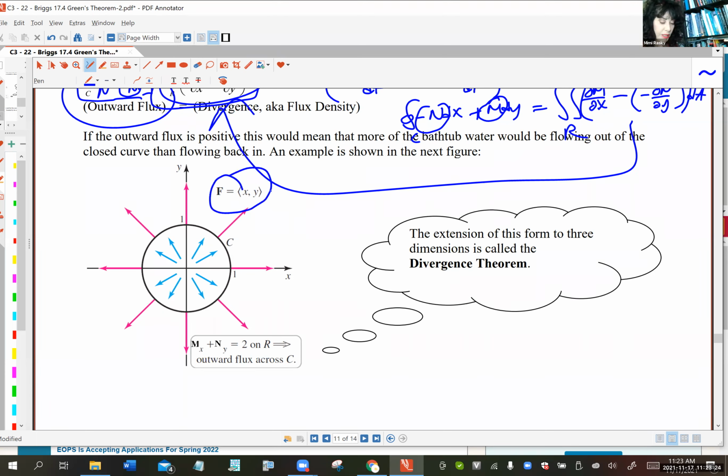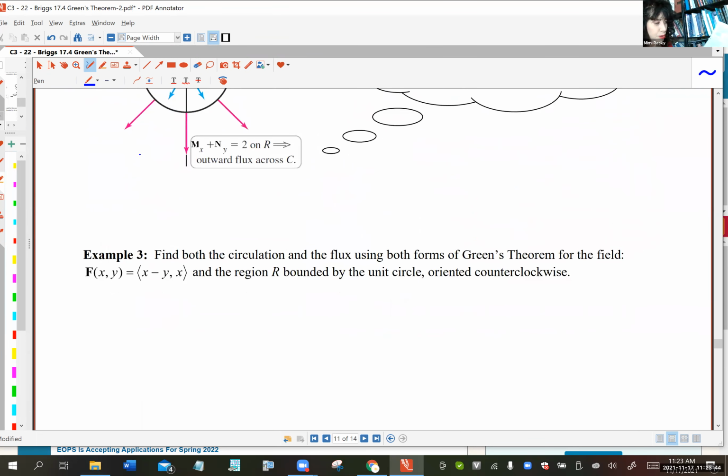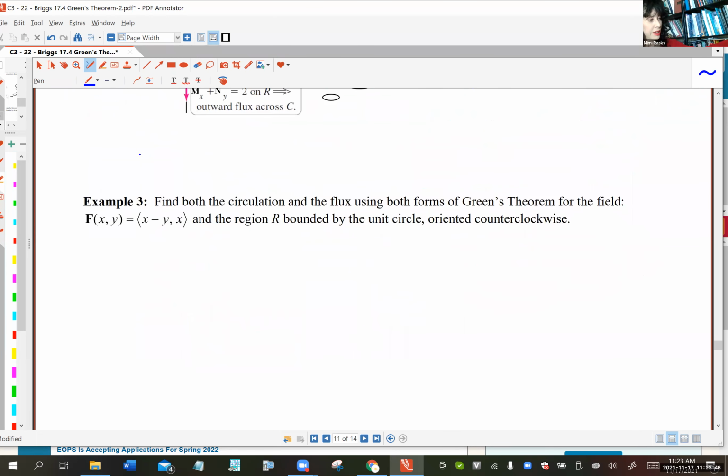So this vector field, dM/dx plus dN/dy, is going to be 1 plus 1, which is 2. And so because that's a positive number, there's going to be more water flowing out of the curve than in. Okay, so let's do our final thing here, and then I'll do a big summary of Green's, and then we're going to be done with Green's.